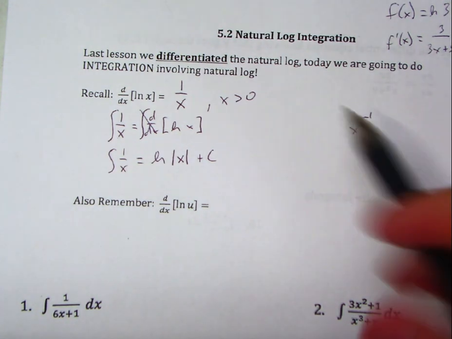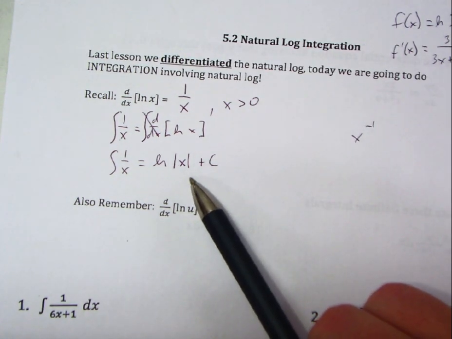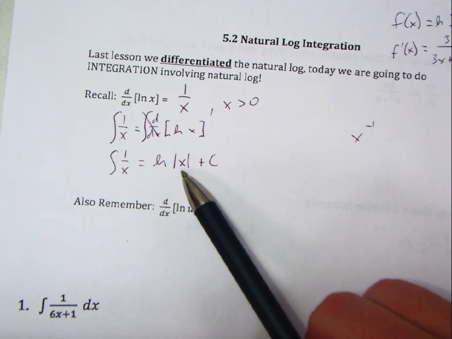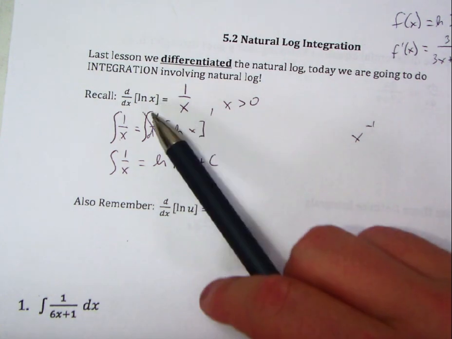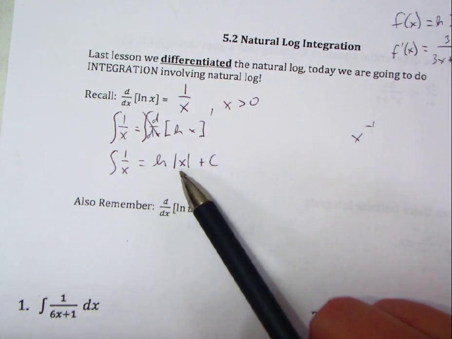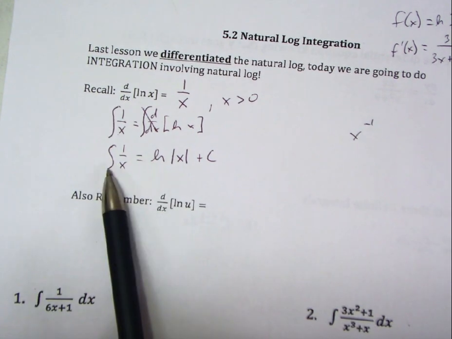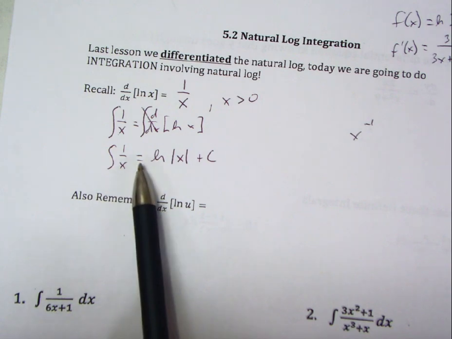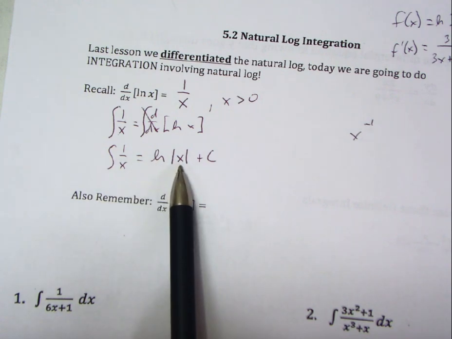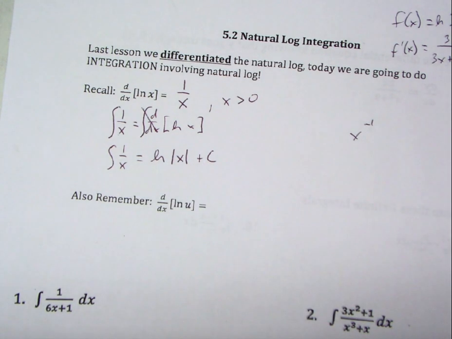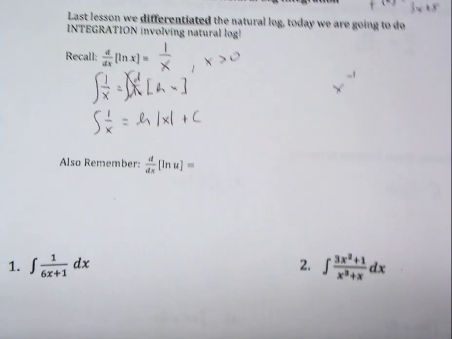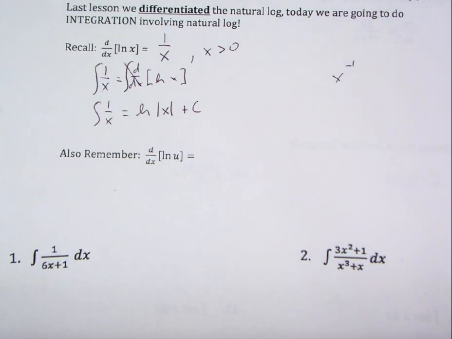But the reason the absolute value is going to be necessary is because the argument has to be positive. Like I said up here, you can't take the natural log of a negative number, so we're going to have to be using absolute value. So here's our rule. The integral of 1 over x equals the natural log of the absolute value of x plus c. Now this is also going to work. We're going to have a lot of u substitution going on.